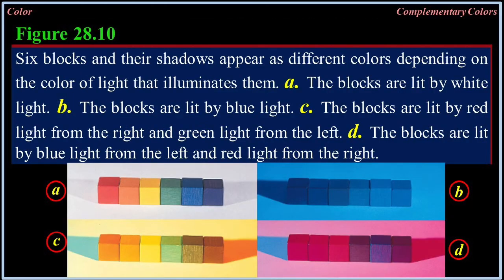Figure 28.10. 6 blocks and their shadows appear as different colors depending on the color of light that illuminates them. A. The blocks are lit by white light. B. The blocks are lit by blue light. C. The blocks are lit by red light from the right and green light from the left. D. The blocks are lit by blue light from the left and red light from the right.